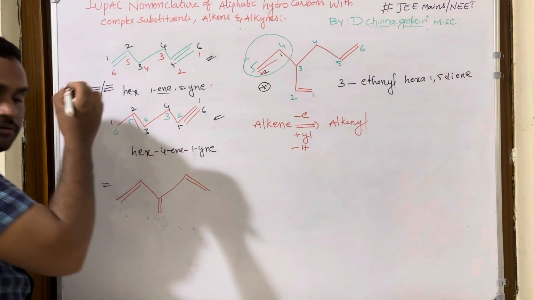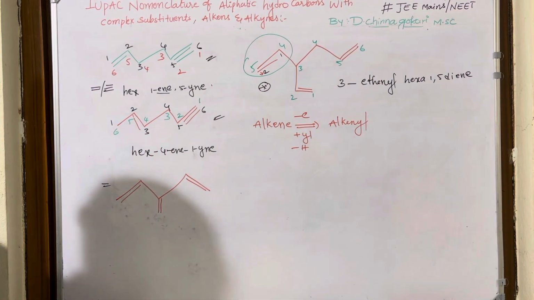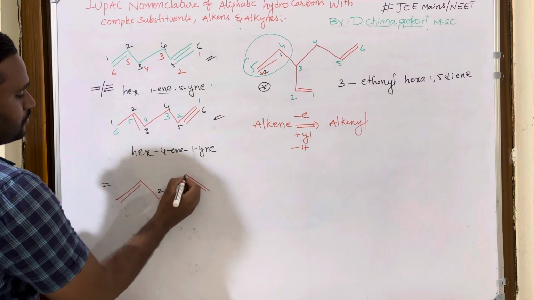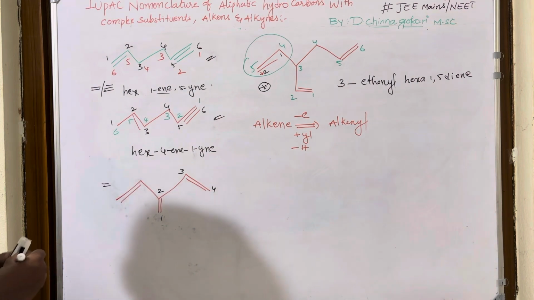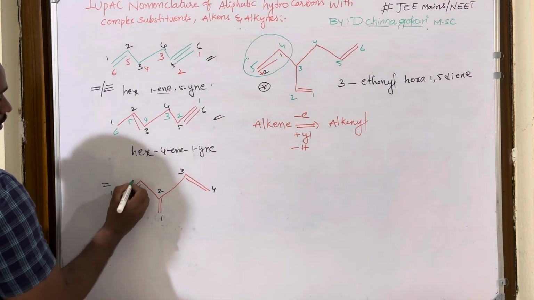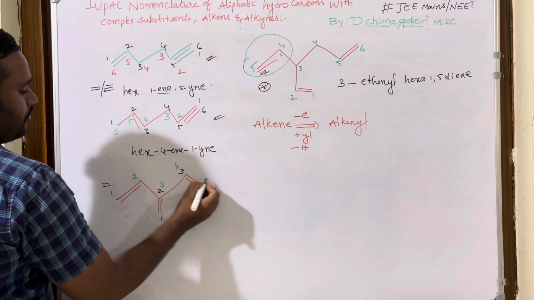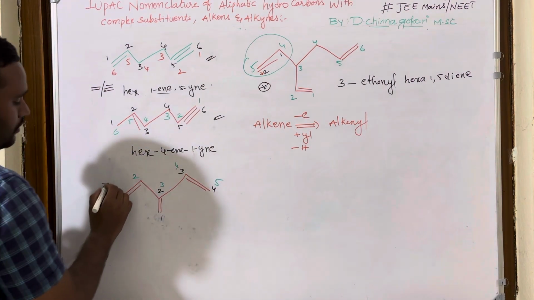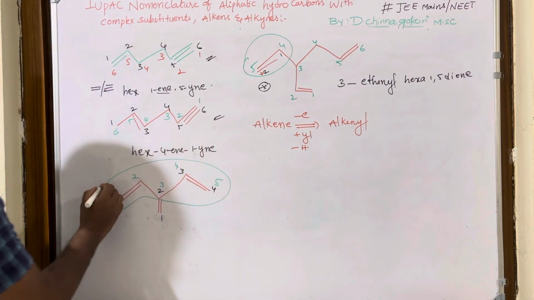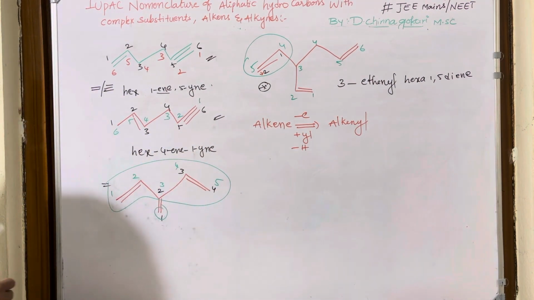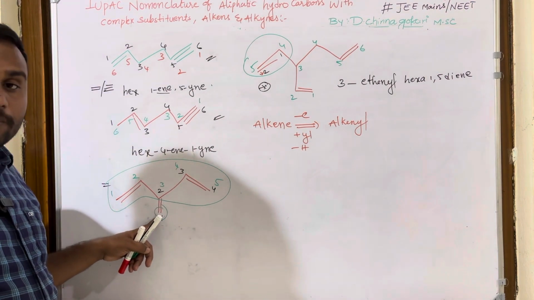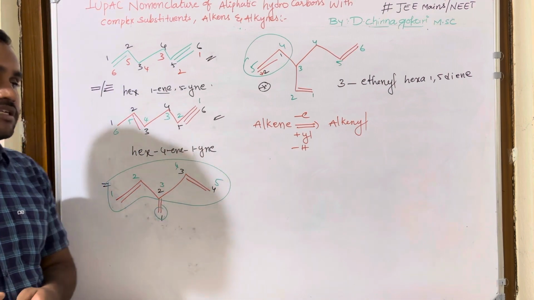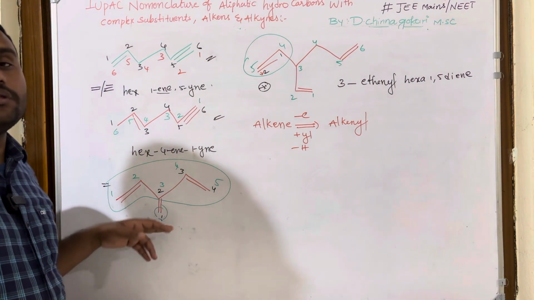Now come to this one. Okay, so now here when you give numbering 1, 2, 3, 4, we get 4 carbons only, and when you give numbering from here 1, 2, 3, 4, 5, so 5 carbons. So left to right is the correct numbering, and this is the substituent. Now what is the name of this substituent? It is just looking like alkene. How many carbons are there in the substituent? Only 1 carbon is present. That's why it is named as methylene.